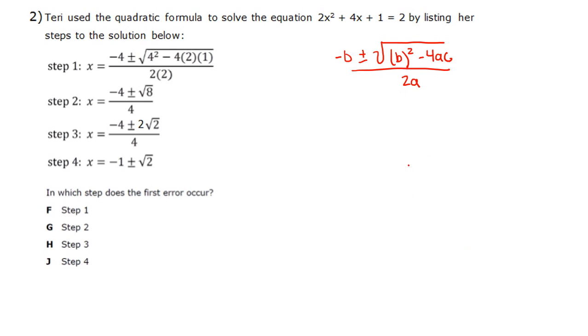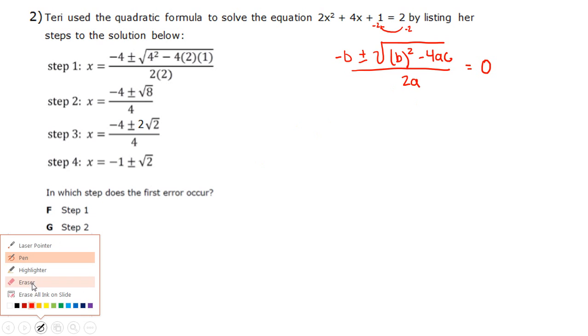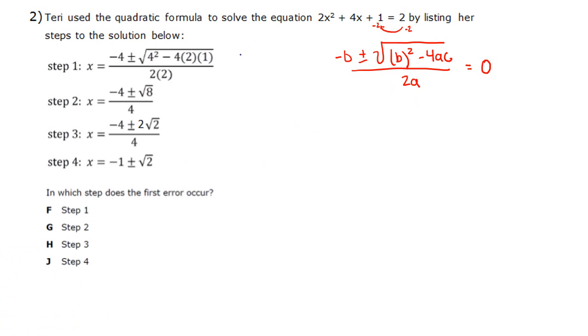Okay, moving on. In our question, we have a problem. Before we use the quadratic formula, we have to have it equal to 0. Right now it's equal to 2. So the first thing we need to do is move this 2 over to our left side of the equation by subtracting 2 from both sides. That means our equation is going to be this: 2x squared plus 4x minus 1 equals 0.